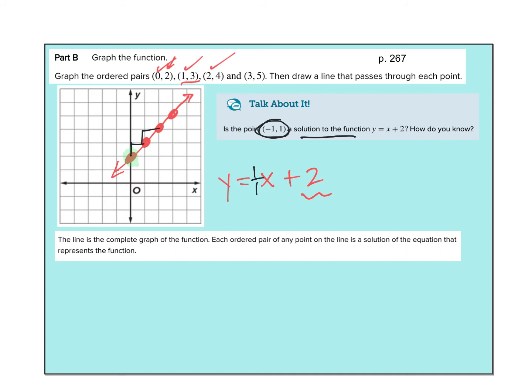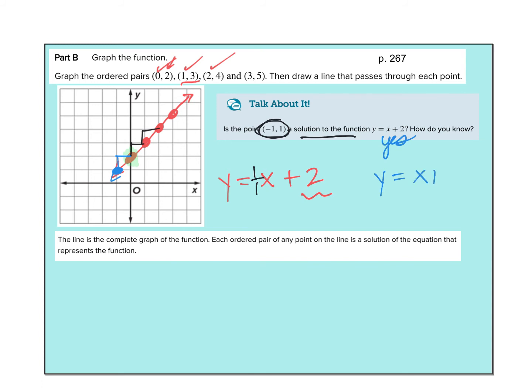Well, there are two ways that we can check that. First way is we can look and see, is that actually going to be on the line? Well, I'm going to graph it. Negative 1, comma 1 is right here. Well, using my pattern, it looks like it will be on the line. There's another way to test it, and I want to show you how.